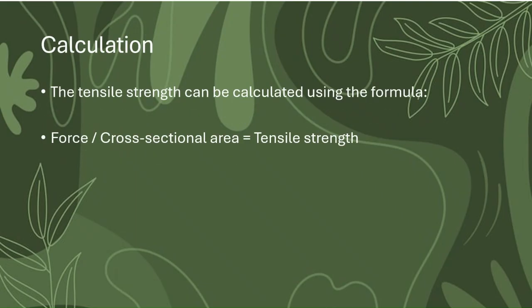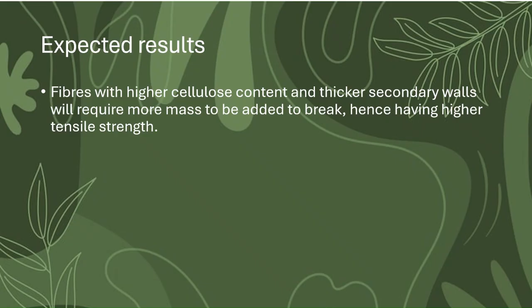There are some calculations that you need to consider. The most obvious calculation is the tensile strength, which can be calculated using the following formula: force divided by the cross-sectional area, which you can calculate by finding the diameter first. What you will be expected to see is that fibers with higher cellulose content and thicker secondary walls will require more mass to be added to break, hence having higher tensile strength. And finding which fibers have higher cellulose content can be done using a microscope.